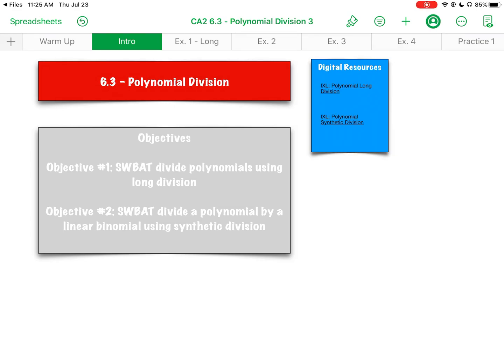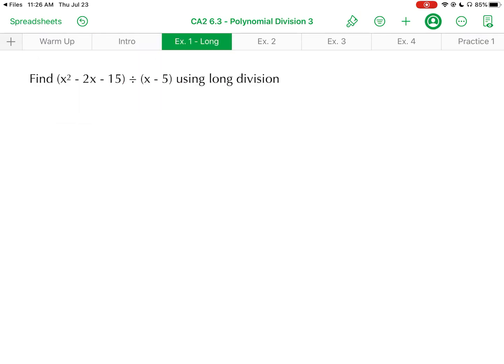All right, we're here in section 6.3, and now we're going to be looking at how to divide polynomials. In this first video, we're going to look at doing it with long division. Okay, so let's just get right into an example here.